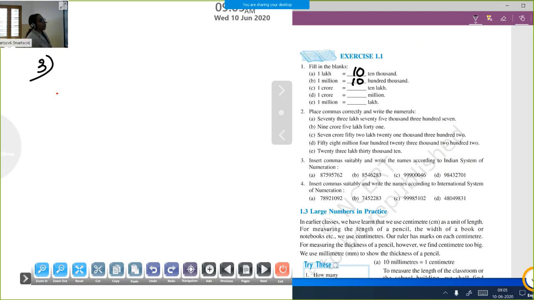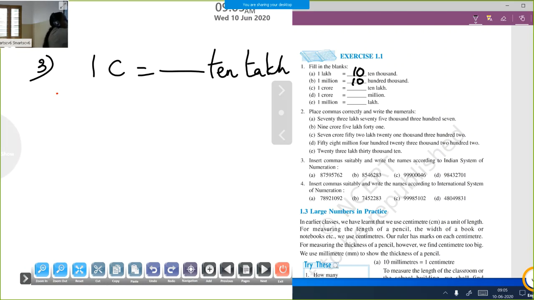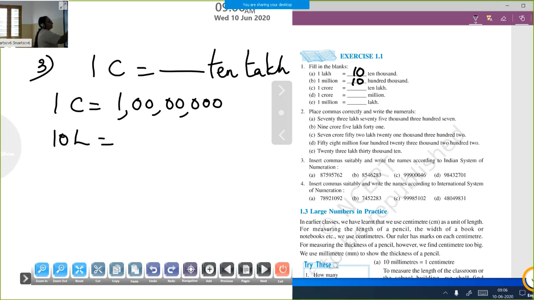Question number third is, 1 crore equal to how many 10 lakh? Okay. 1 crore equal to how many 10 lakh? So teacher is writing 1 crore. 1 crore means how many zeros are there, children? See, 7 zeros are there in 1 crore. Then how many 10 lakhs are there? 10 lakh is how many zeros? 10 lakh.